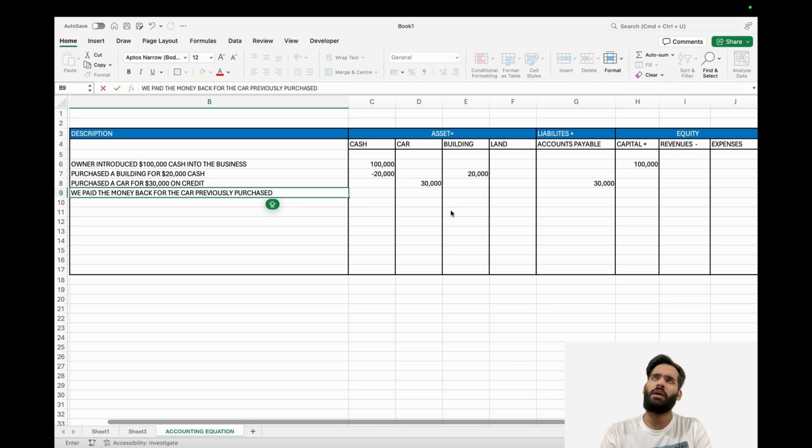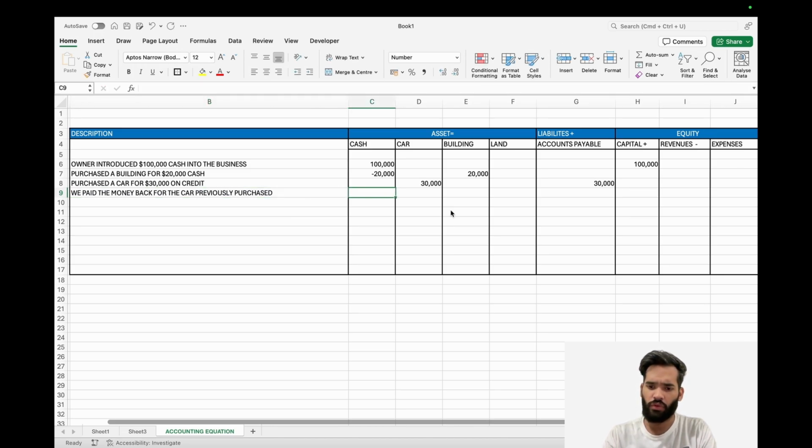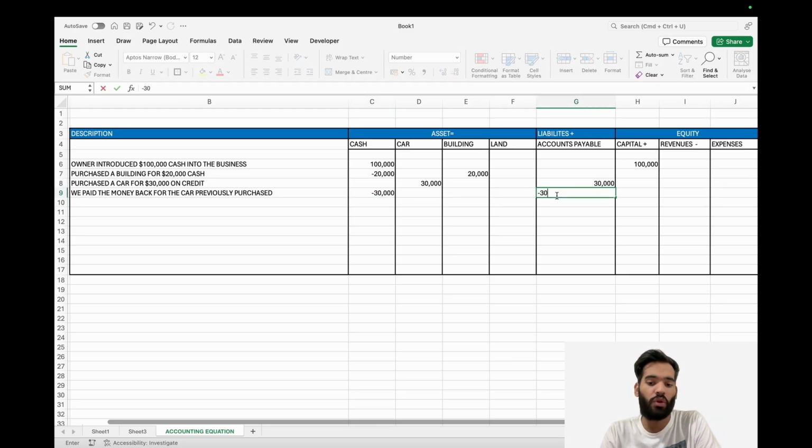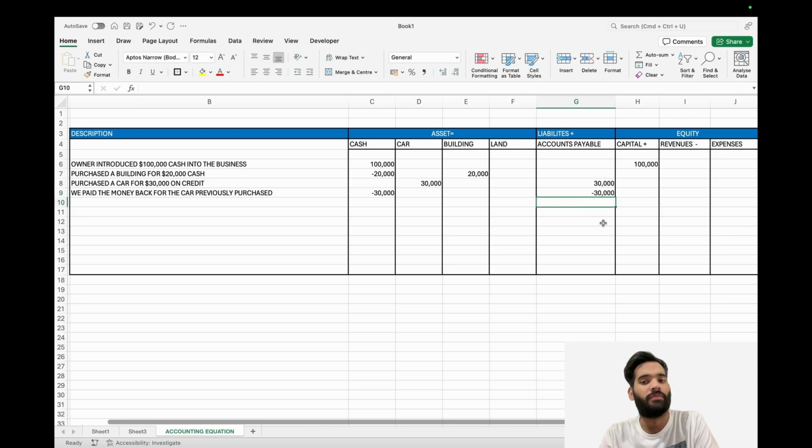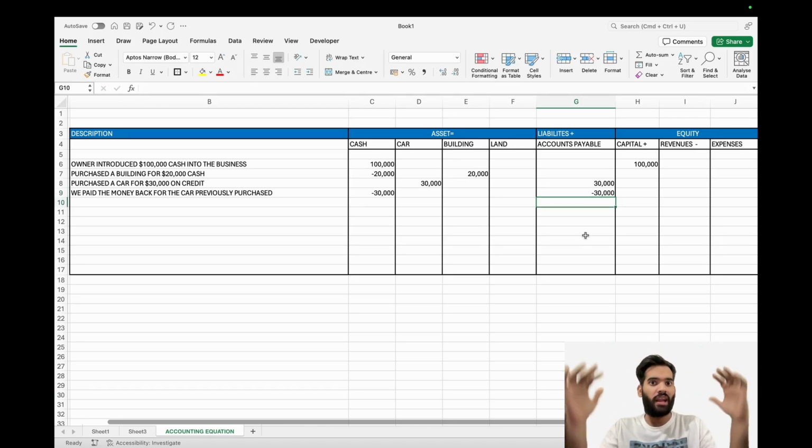Okay, so let's think about it. If I'm paying back the money for the car I purchased in the previous transaction, my cash should go down, of course, by how much? 30,000. And my liability should also go down since I've paid the money back now. I'm no longer liable for this amount. So this is how we understand every transaction.